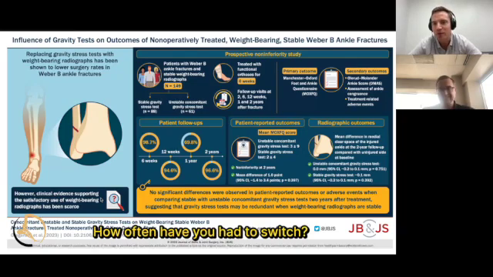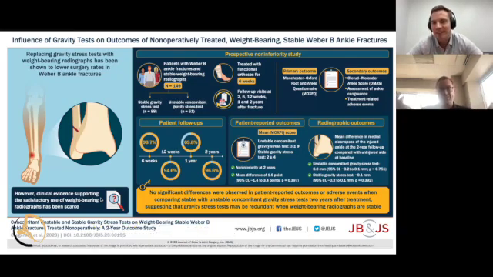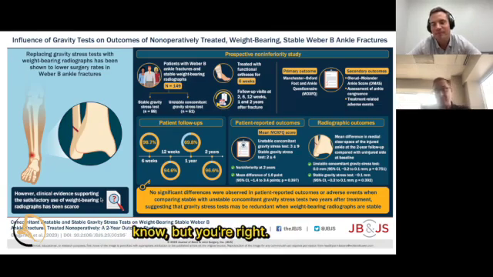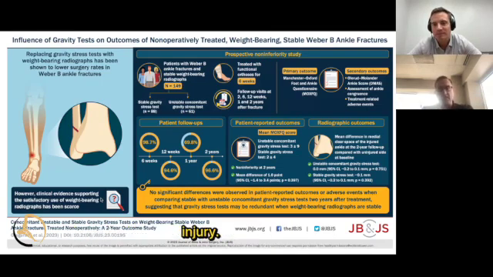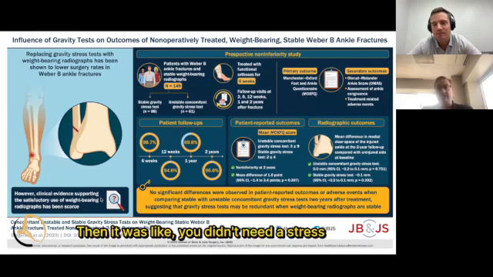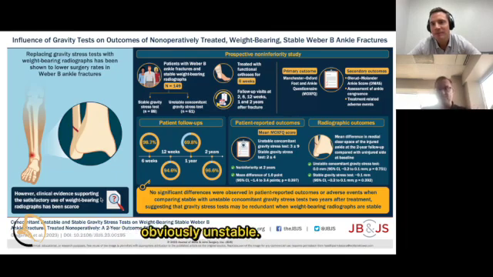How often have you had to switch? Never. Yeah, same. I had one. Everybody I talk to says never, but maybe it's our medical legal climate. But you're right, I have not had to shift. The only time I did was someone had a new injury. They fell again. Basically, they dislocated it, and you're like, okay, well, that's obviously unstable. They went to the OR.